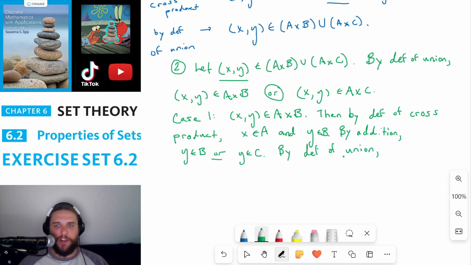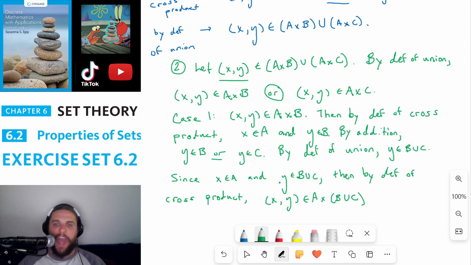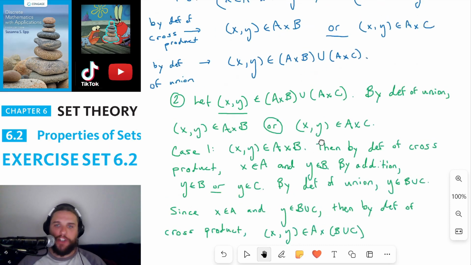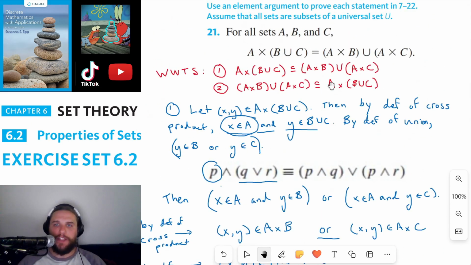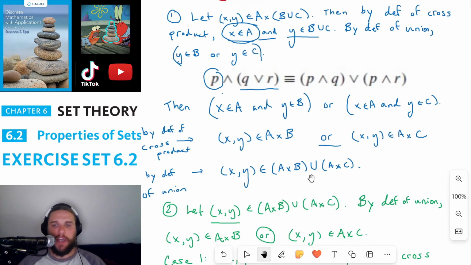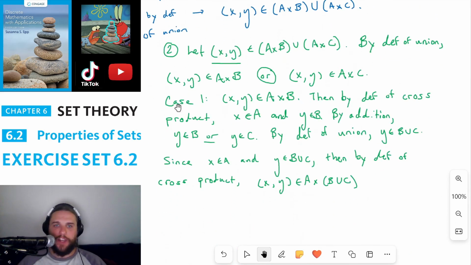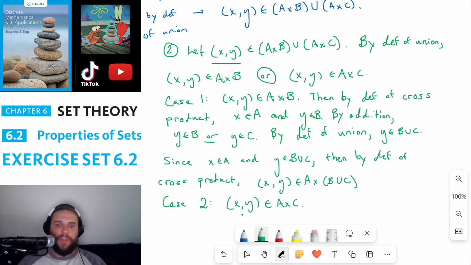Since we have an OR operation here, we can use the definition of union to show that Y is an element of B union C. So since X is an element of A and Y is an element of B union C, then by definition of cross product, X comma Y is an element of A cross B union C. And that's what we wanted to show. We wanted to show that this element is in A cross B union C. The last thing we need to do is we need to consider case 2. This was case 1 where X comma Y was an element of A cross B. Now we need to consider the possibility that X comma Y is an element of A cross C.